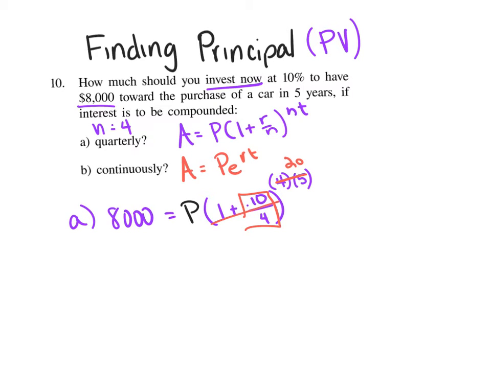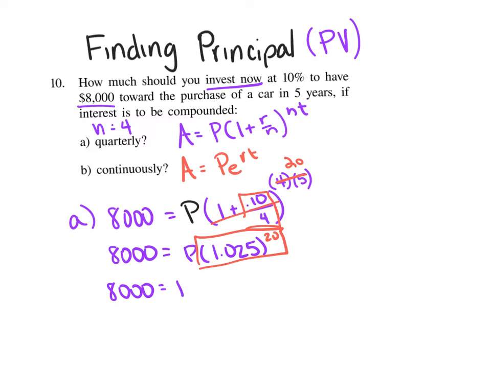And this term right here, I get 8,000 is equal to P times 1.025 raised to the 20th power. I'm next going to do 1.025 raised to the 20th. And I get this here. 8,000 is equal to 1.6386 and a whole bunch of numbers after that. Remember, I'm going to leave that in my calculator exactly as it is, but I'll write it right here so you can see it, times P.